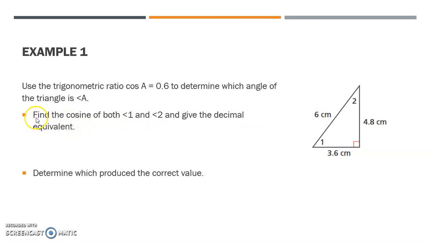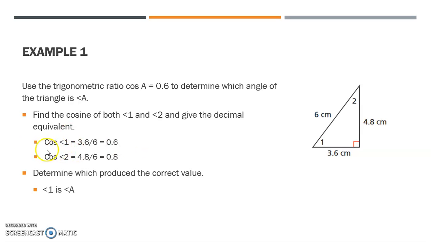So what we're going to do is use this method to solve. We find the cosine of both angle 1 and angle 2 and divide them to get the decimal, and then decide which one actually does produce 0.6. So take a minute and do that, pause the video, and then hit play to see if you're right.